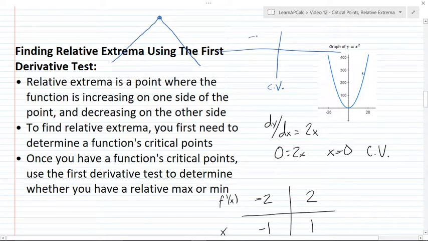Conversely, if I had this, I can just draw CV, to the left I'm decreasing, to the right I'm increasing, relative min. Okay, and similarly, something like this, decreasing to the left, decreasing to the right, nothing. Okay, so that's a good way of thinking about that.